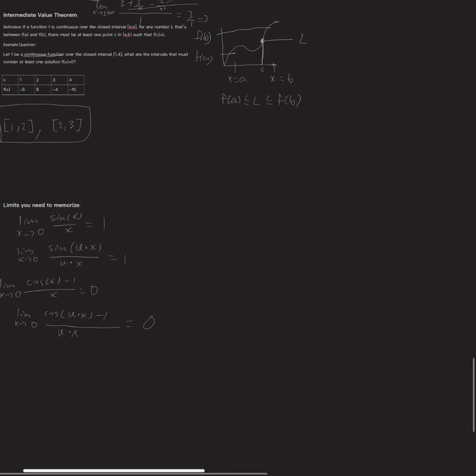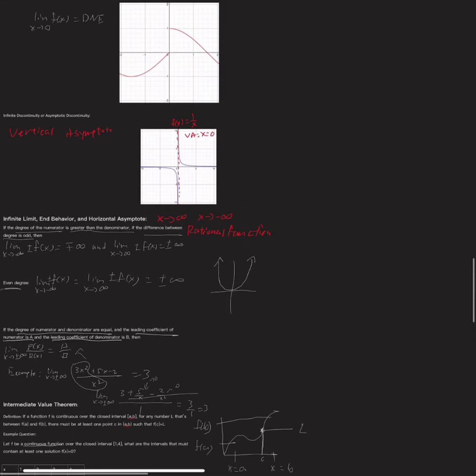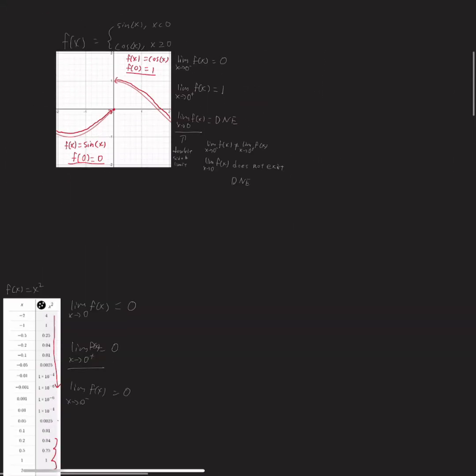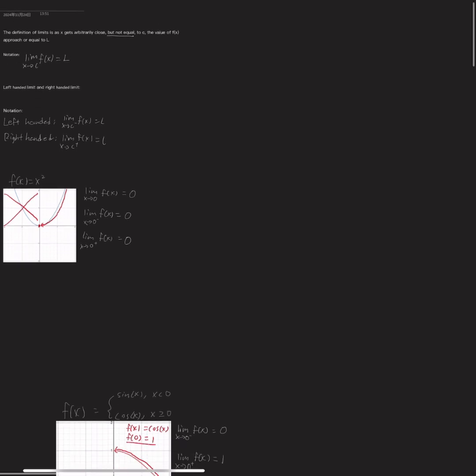That concludes my review of limits and continuity for AP Calculus AB and BC. This is Unit 1, and I'll see you in the next video.